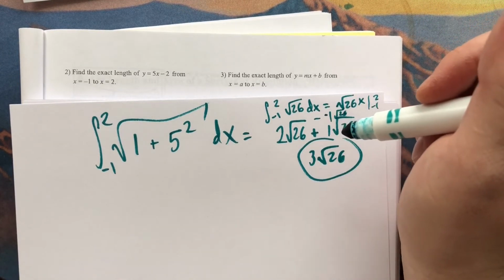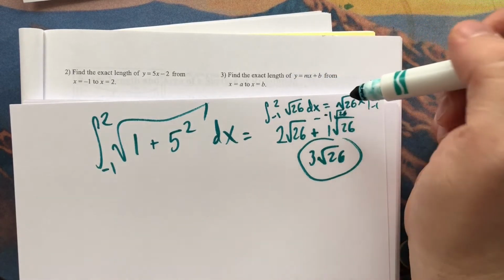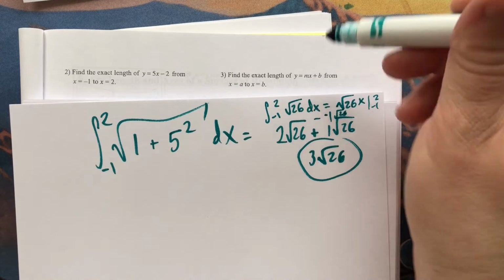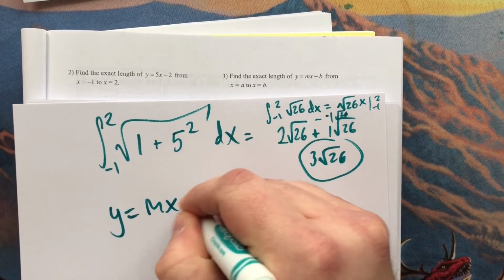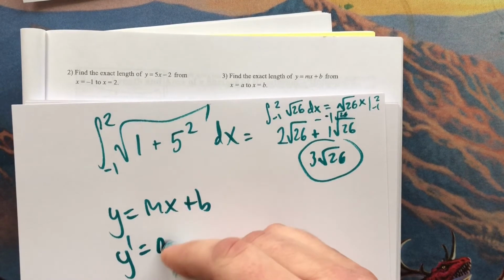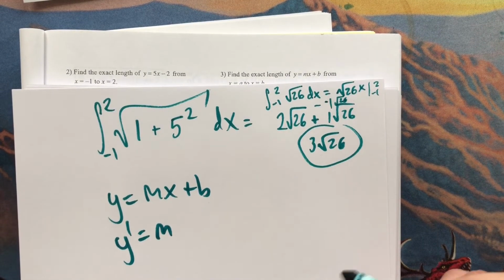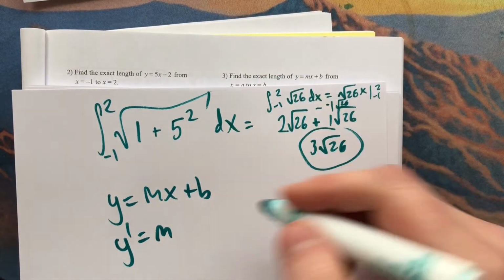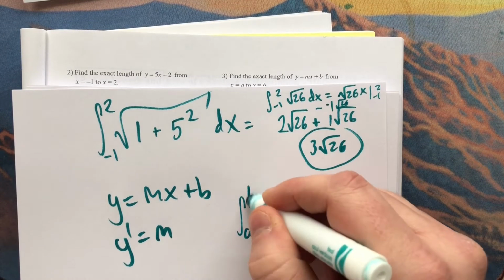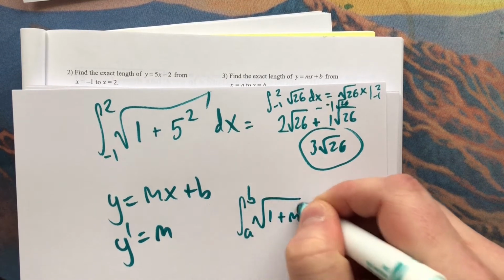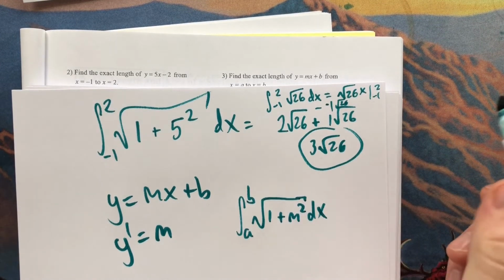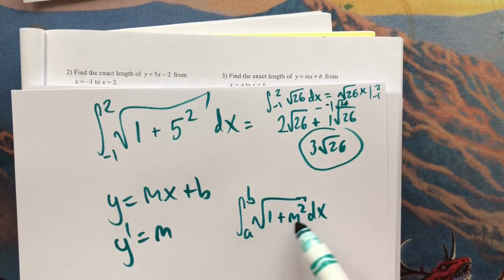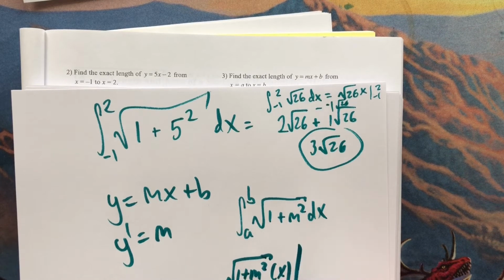So, all right, find the exact length of the line. Okay, so in general, if we have y equals mx plus b, what's y prime equal to? Right? And so if we look at what happened here, in general, it's going to be the integral from a to b of square root of 1 plus m squared dx. And this is going to be some number, right? 1 plus m squared is a number. So it's going to be the square root of 1 plus m squared times x, evaluated from a to b.